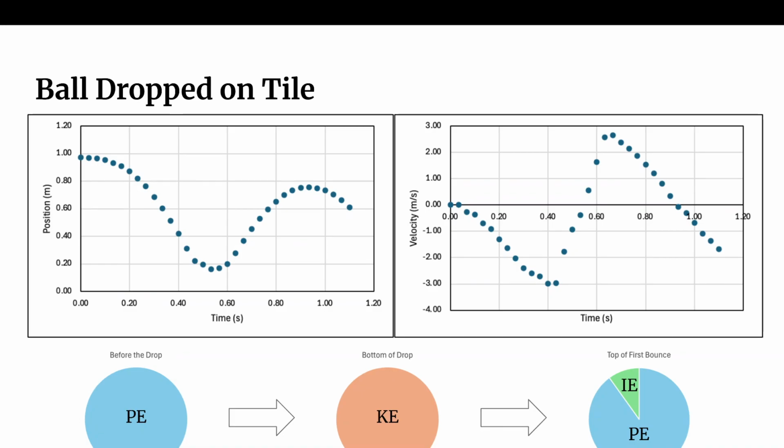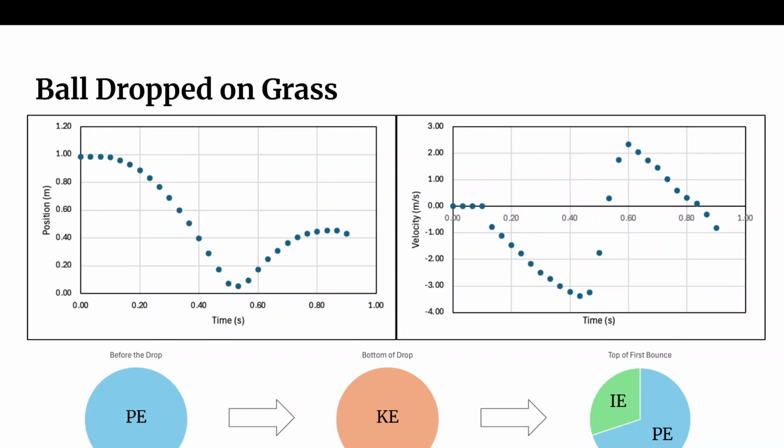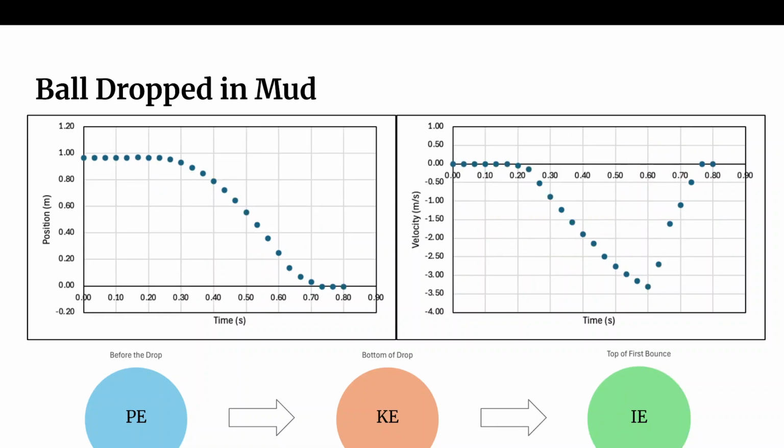The first ball dropped on tile. You can see it bounced pretty high up, almost back to its initial starting position. And if you look at the energy pie charts, only a little bit of energy was converted into internal energy. For the ball dropped on grass, it didn't bounce nearly as high as the one on tile, and a little bit more energy was converted into internal energy. And then finally, the ball dropped in the mud. It didn't bounce at all, and all of the energy was converted into internal energy.